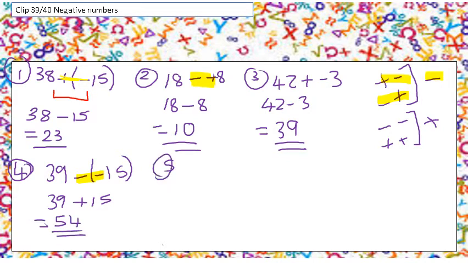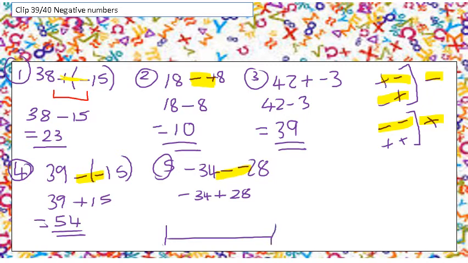Number 5. What about if we had minus 34 minus minus 28? It's a little bit trickier because you've got minus in front. Let's have a look at the signs again. We've got two signs there which are both negative. Two minuses next to each other mean that you're going to add. So this becomes minus 34 plus 28. Be really careful, think about your number line. If that was 0 and that was minus 34, we've got to add 28 on, which means we're going to go this way.